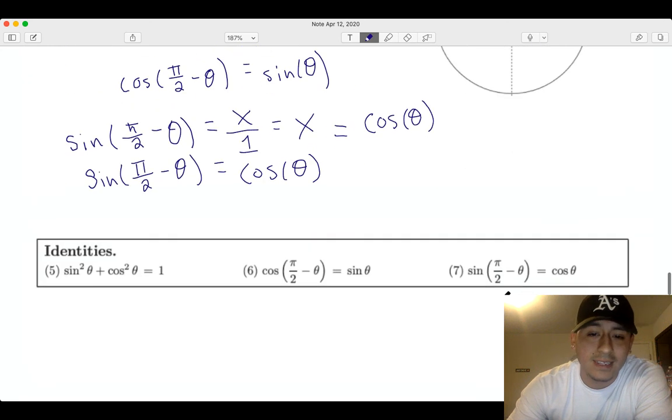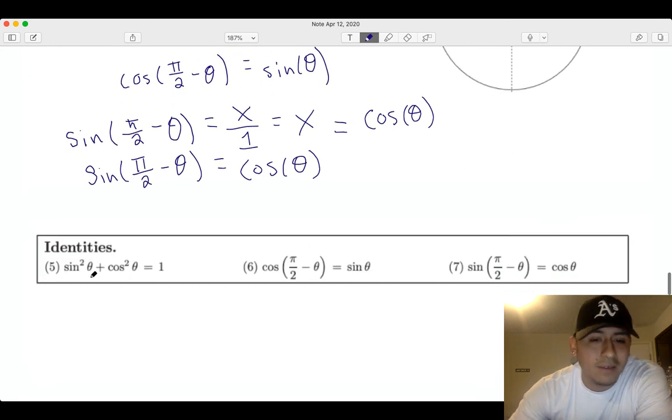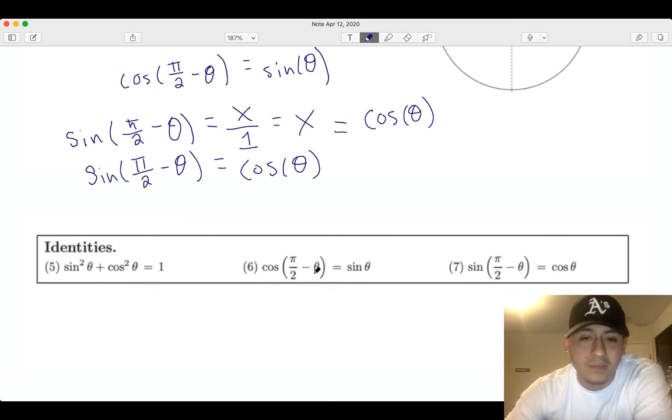Those are these right here. We have our Pythagorean identity, and then this new identity that says cosine of pi over 2 minus theta is equal to sine of theta, and also sine of pi over 2 minus theta is equal to cosine of theta.